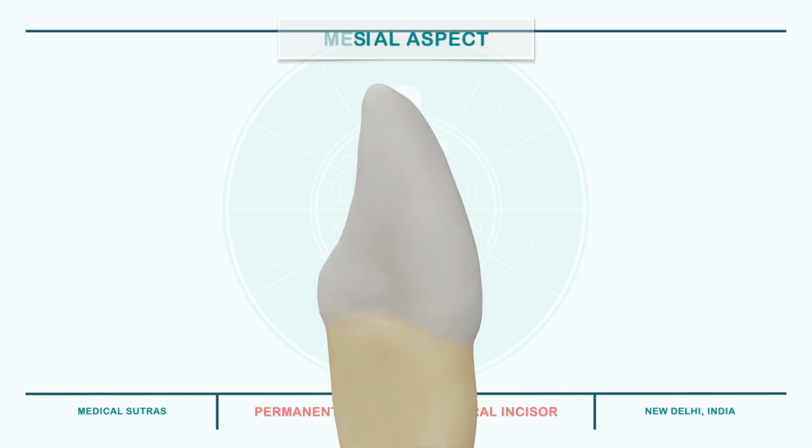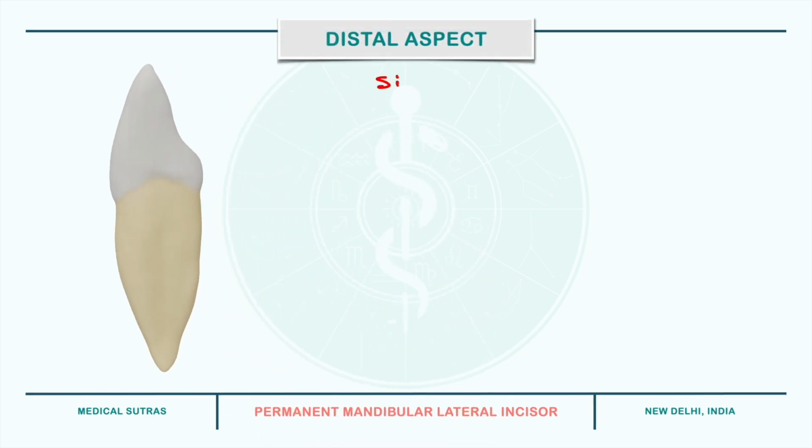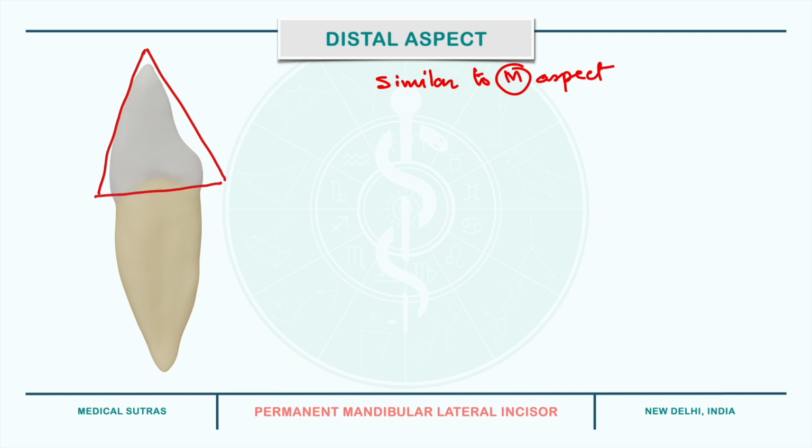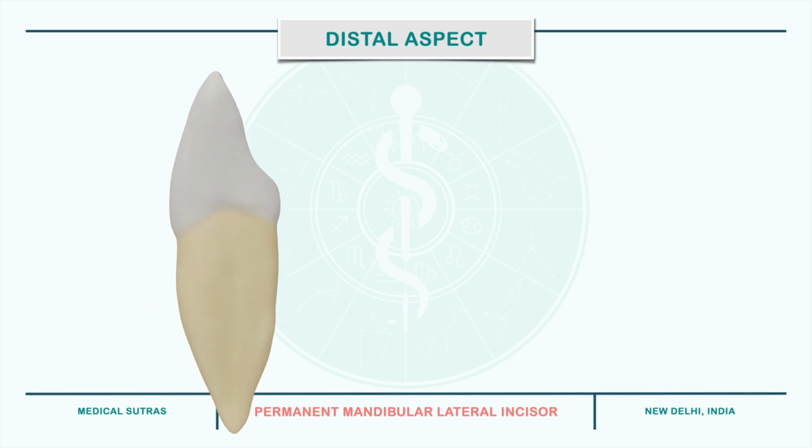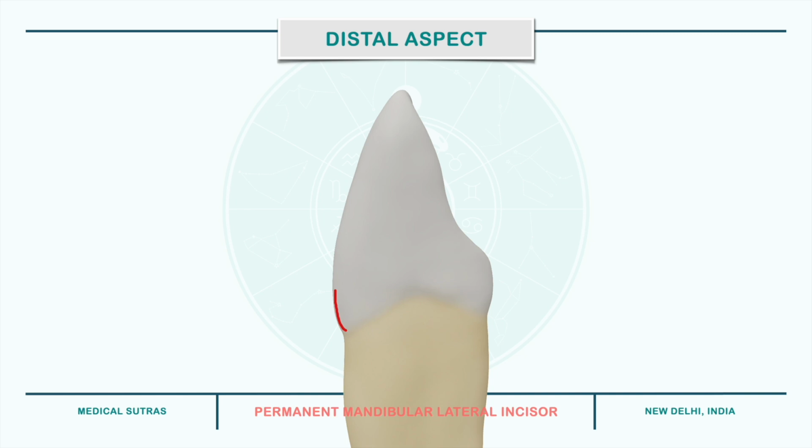Now coming to the distal aspect. It is similar to the mesial aspect, that is, it is triangular in shape with the base towards the cervix and presents a smooth and convex surface. The labial outline is convex in the cervical portion and becomes straight towards the incisal ridge. The lingual outline is convex in the cervical portion, concave in the middle third, and straight towards the incisal ridge. The cervical outline is curved in the incisal direction, and the incisal outline is round.